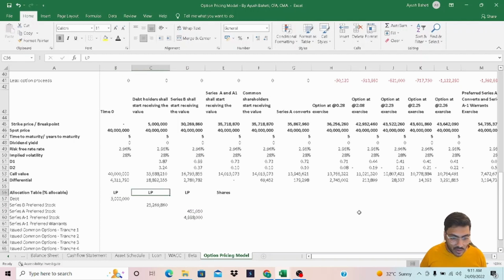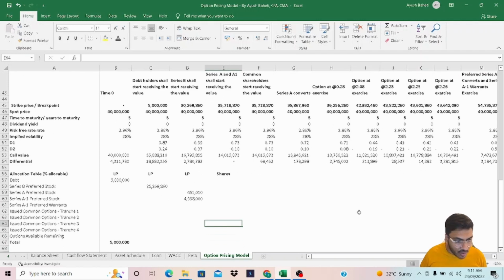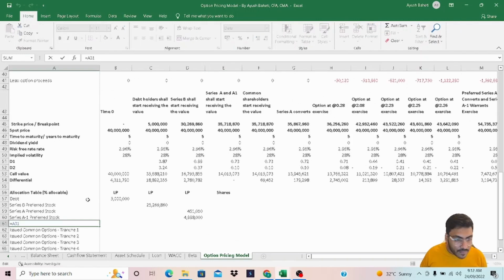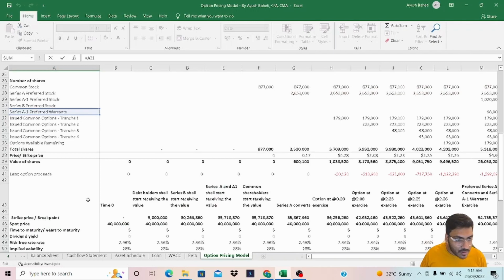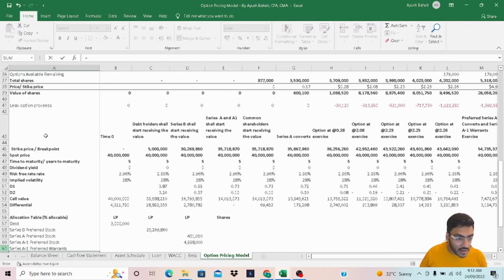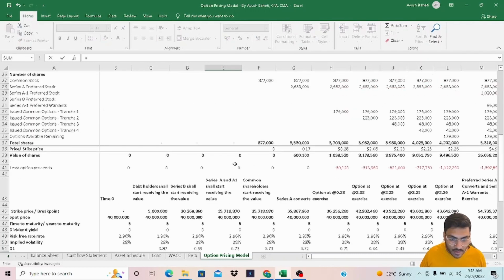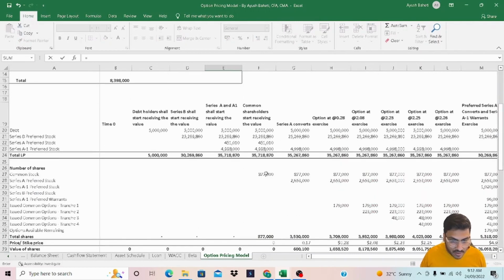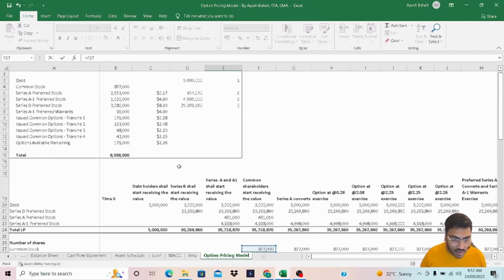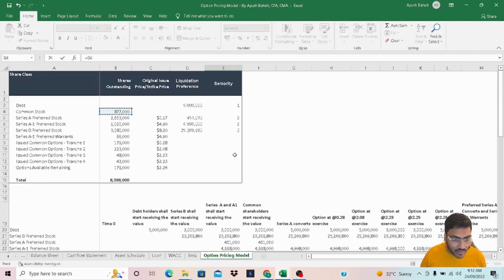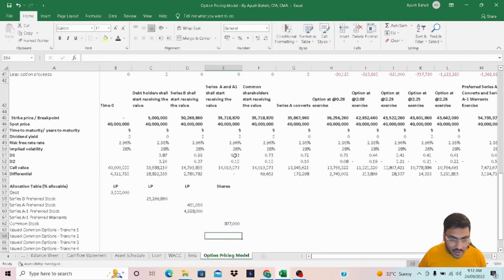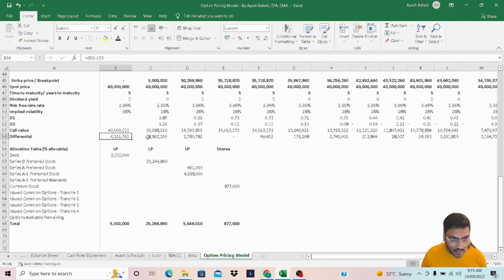The liquidation preference is over. Now we'll start allocating the shares. So what is the shares for common? Where is common? Oh, we haven't included the common shareholders. So I'll just link the common shareholders here. Common shareholders start receiving the value, and the number of shares for common shareholders is this, or we better link to this. Okay, so now the differentials for liquidation preference have been allocated.